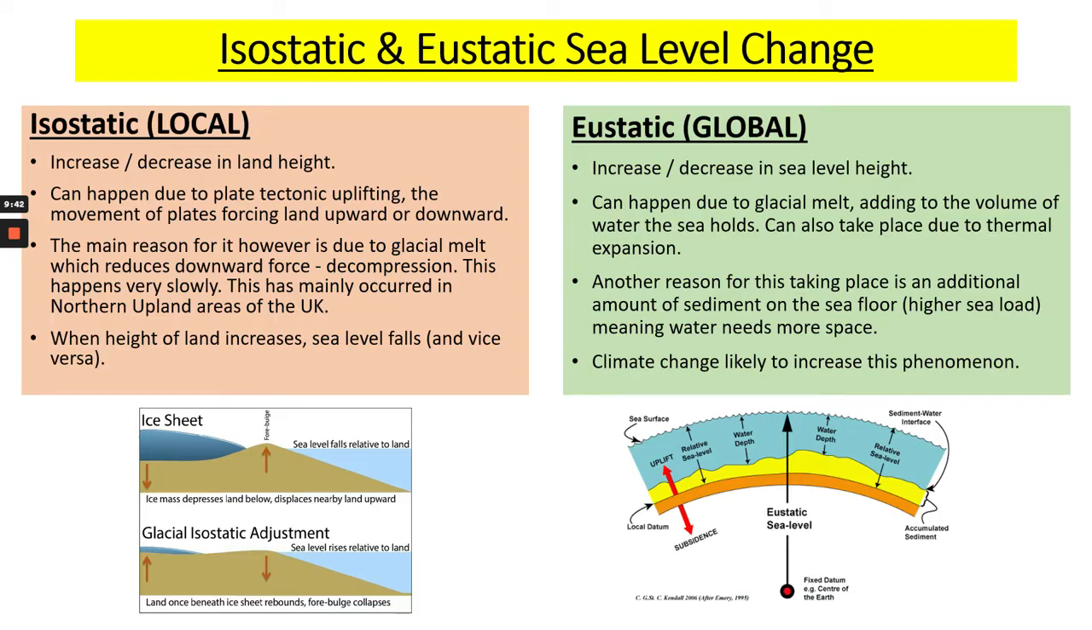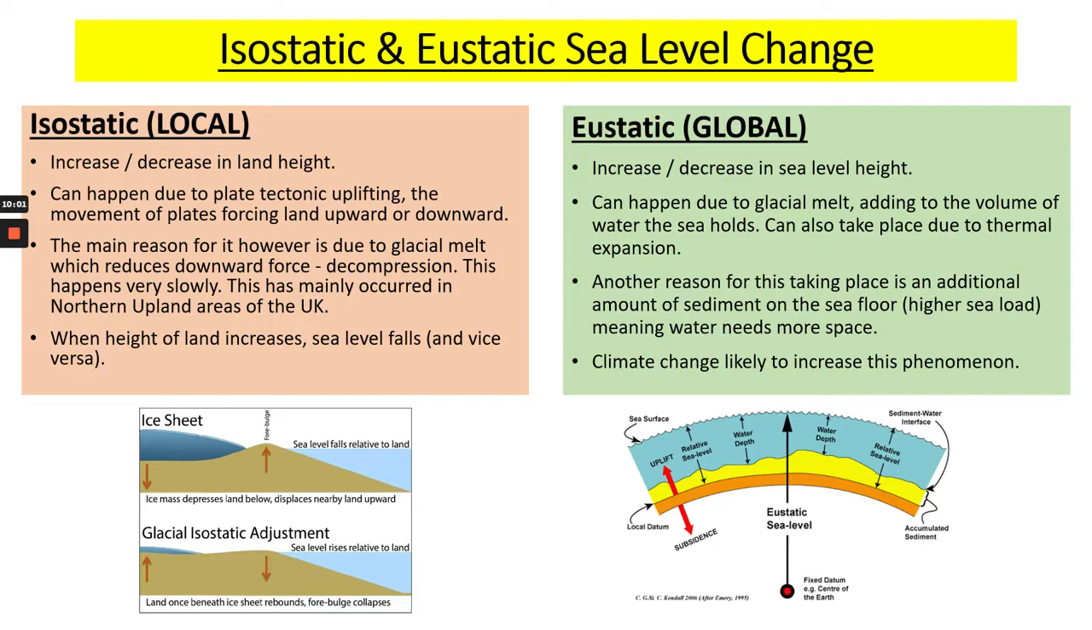For eustatic processes, the key thing to remember here is these are global changes. So this is where we actually see global sea level changes. The sea level height changes. This is not to do with land level height. The sea level itself changes. And that happens due to, for example, glacial melt.